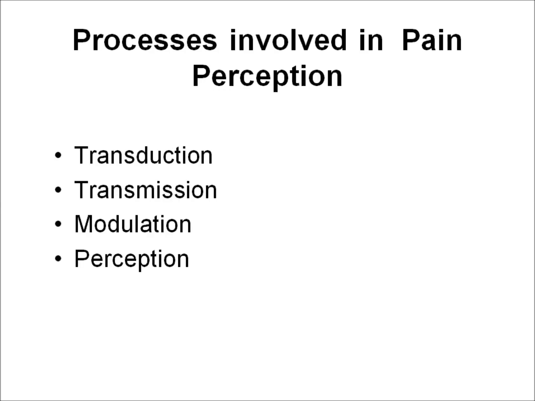So how does pain get from the actual site where it is felt to the brain, which is where it's appreciated? Well, there's 4 steps in this process. The first is transduction. This simply means that there is a stimulus, whether it's a physical stimulus or a chemical stimulus, which has to be then converted to an electrical stimulus, because this is the only type of signal that can be transmitted by nerves.